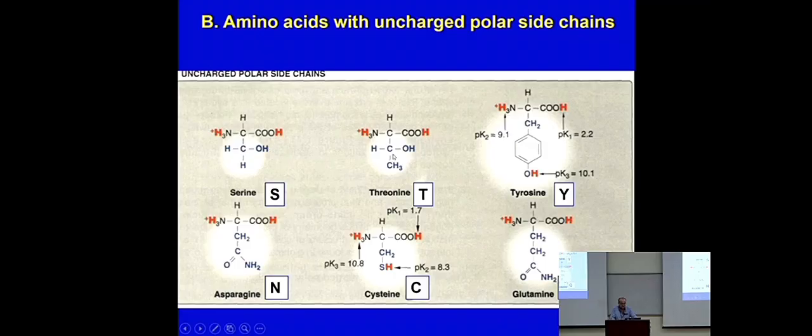The hydroxyl groups are unique features of serine, threonine, and tyrosine. Asparagine and glutamine have the carboxyamine group. Importantly, the hydroxyl groups and the carboxyamine groups are polar and are able to form hydrogen bonds with surrounding aqueous environments.